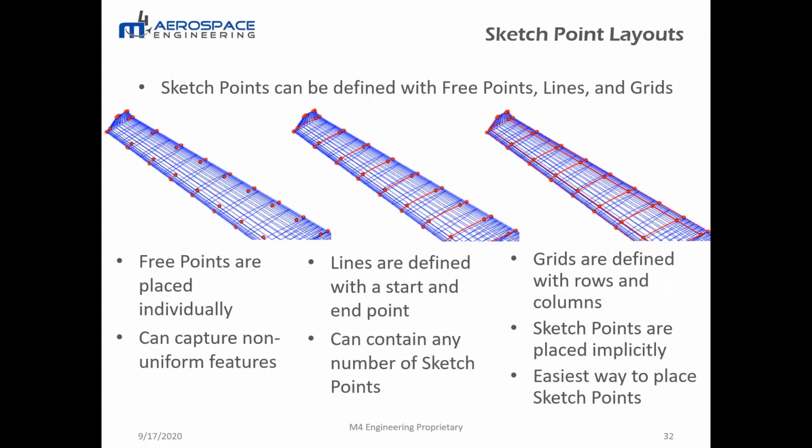So now, after the user has defined the sketch plane, they can start defining sketch points. Sketch points are placed directly on the OpenVSP model. Sketch points can be defined one of three ways. First is free points, which can be placed individually and anywhere on the component. Lines are defined with a start and end point, and any number of sketch points can be distributed between them. Finally, we have grids. Grids can contain any distribution of non-parallel or parallel rows and columns, and a sketch point is placed wherever a row and column intersect.